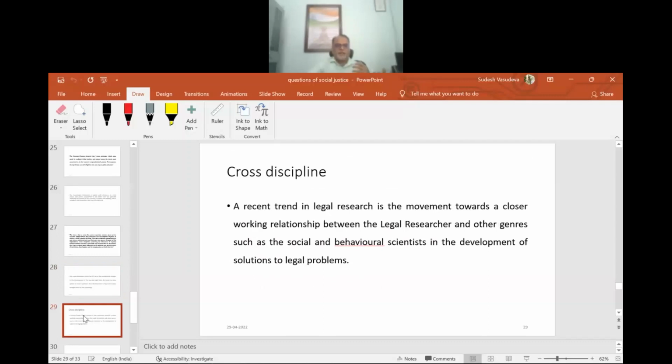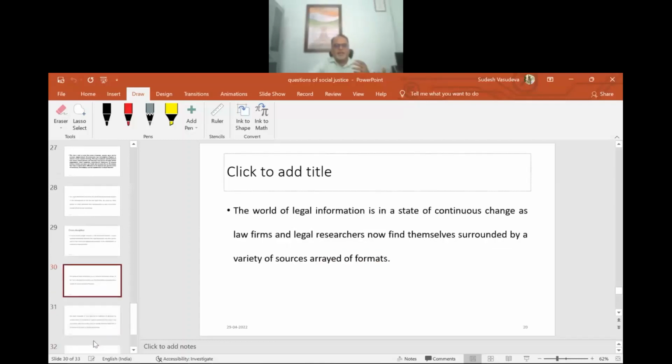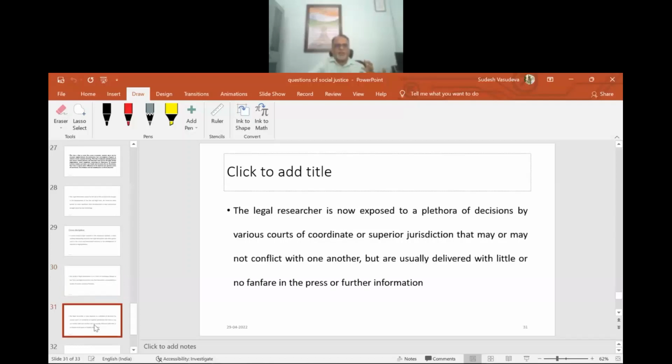So what we find is that there are several changes, such as social and behavioral science in the development of solutions to legal problems. A legal researcher must enter the social field. He is now to consider the behavioral patterns. The world of information, legal information, is in a state of continuous influx. Technology has made that possible. There is an opportunity for a legal researcher to now concentrate on several aspects.